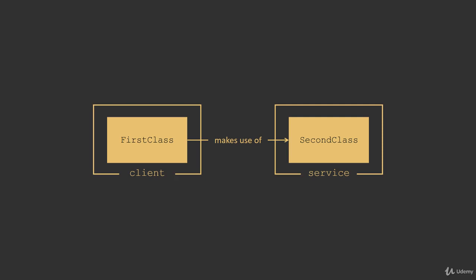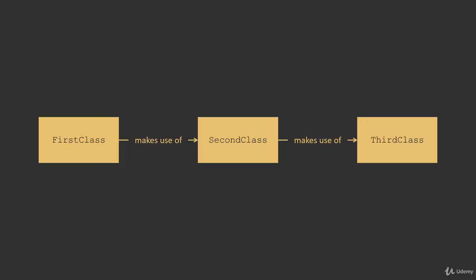But what about this one? Now second class is being used by the first class. However, it also uses the third class internally. Is second class a client or a service in this scenario? Turns out that it is both. When looked from the perspective of the first class, second class is a service. However, when looked from perspective of the third class, second class is a client.